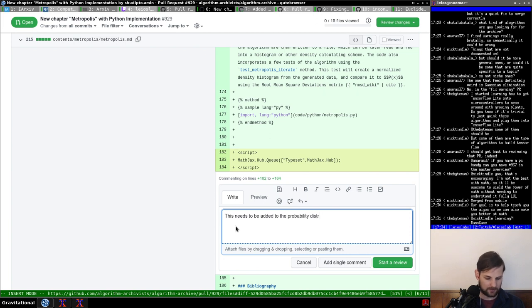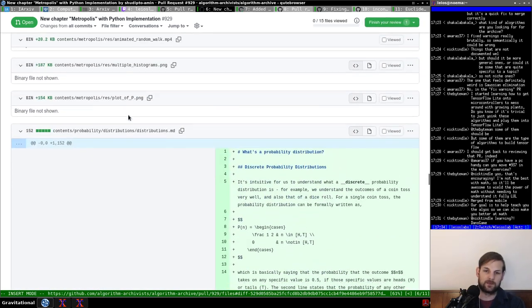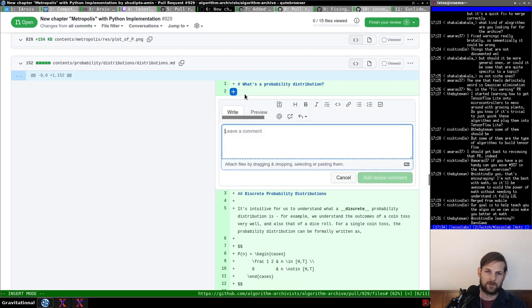Probability distribution file. Well, anyway, start the review and just kind of get through it. Okay, so let's start with the bit here.